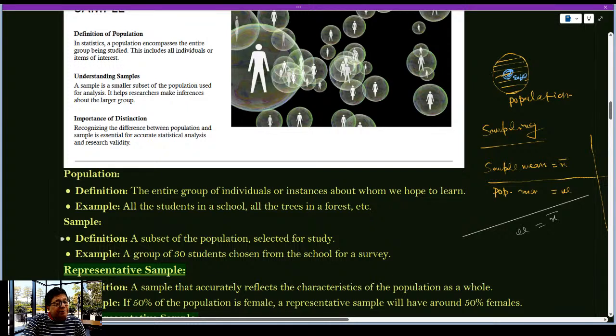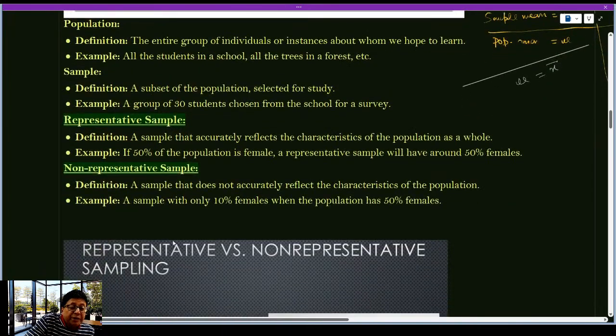That population I have explained, sample also I have explained, a subset of the population this way. Now when you are sampling, some data may not represent the elements of the population. This will be referred to as a non-representative element in the sample. The whole sample will become non-representative.